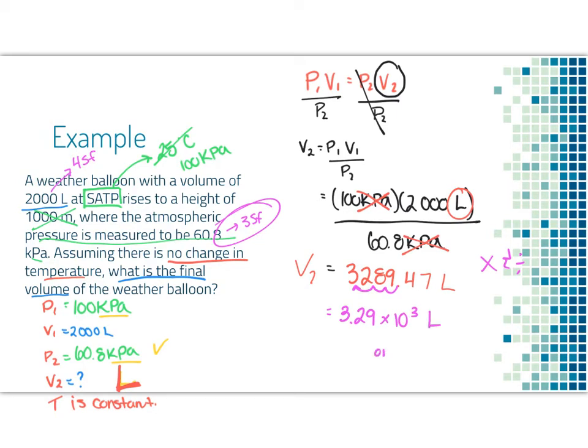Some of us may convert to kiloliters. To convert to kiloliters, you'll take your initial answer, 3,289 liters, and we know that there are 1,000 liters in 1 kiloliter. So dividing by 1,000, I get 3.289 kiloliters. So rounding that to 3 significant figures, we get 3.29 kiloliters. It doesn't matter what you write. Lots of us will write this. Some of us will write this. You are both correct if I haven't specified a unit.